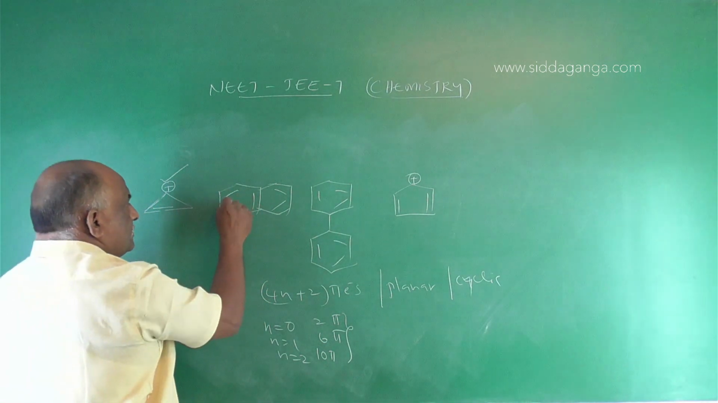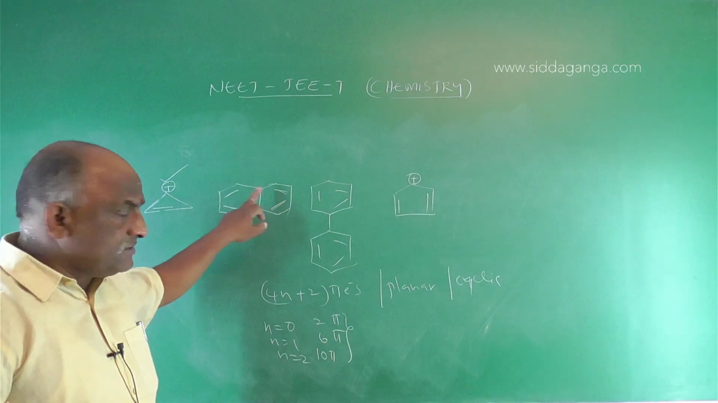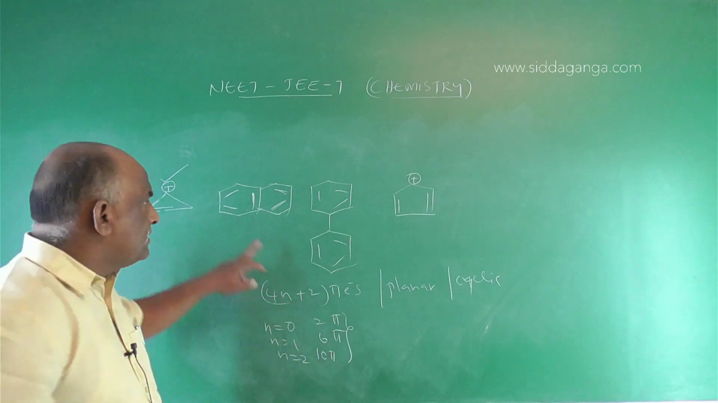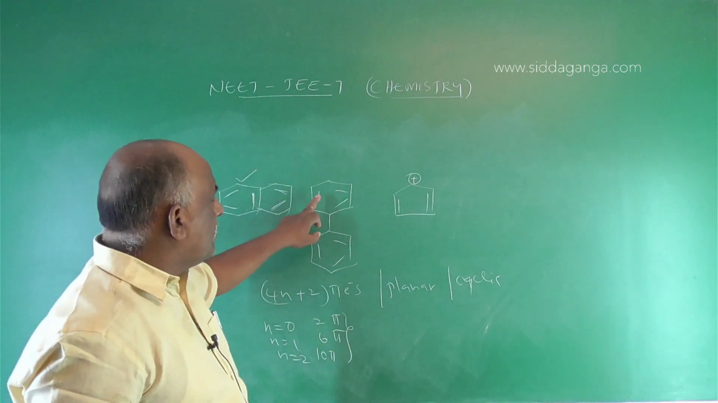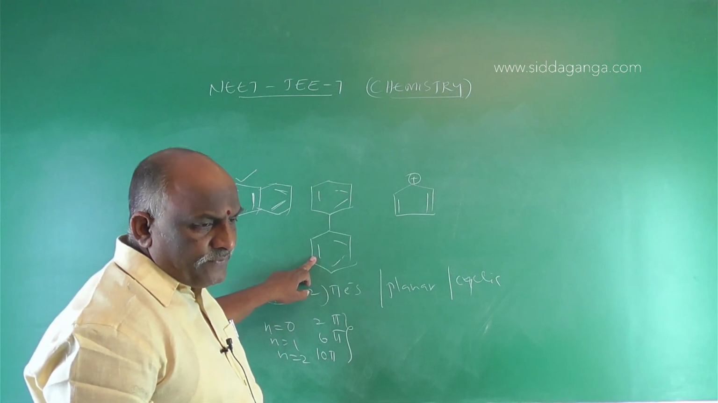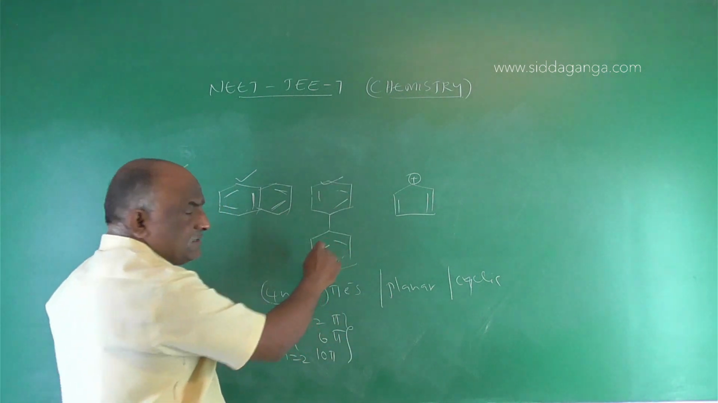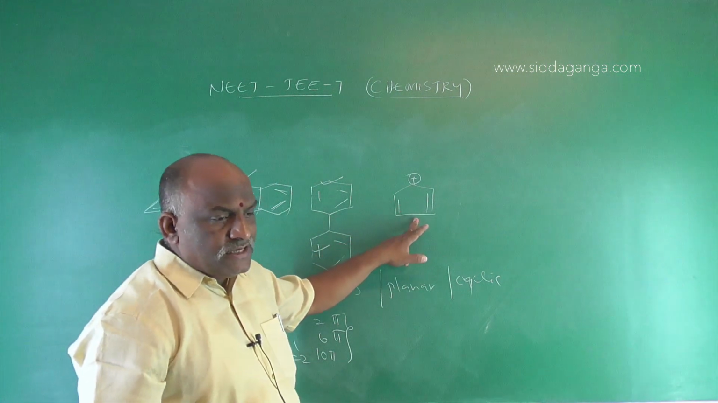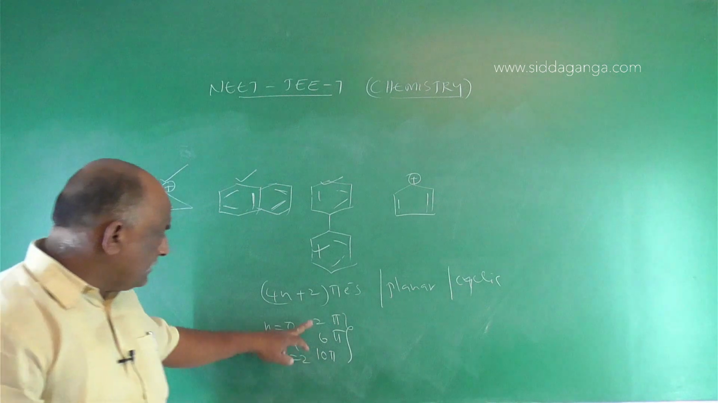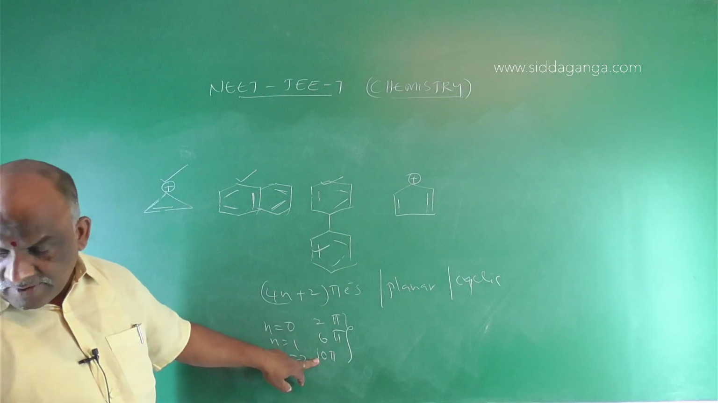And here, 1, 2, 3, 4, 5 pi bonds, which means 10 electrons. n equals 2, so it is also aromatic. Coming to this one, 1, 2, 3, that is 6 pi electrons, aromatic. On the other hand, the last example: here, how many electrons? 4 pi electrons. 4 pi electrons is not in the series 2, 6, 10, so this does not belong to aromatic.